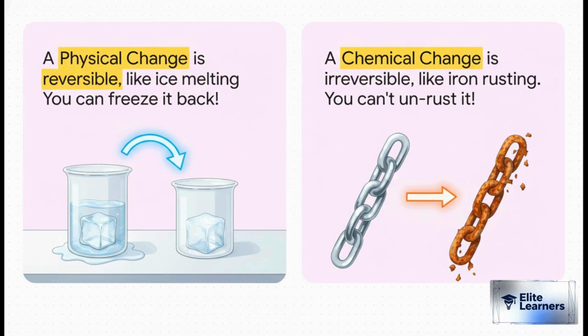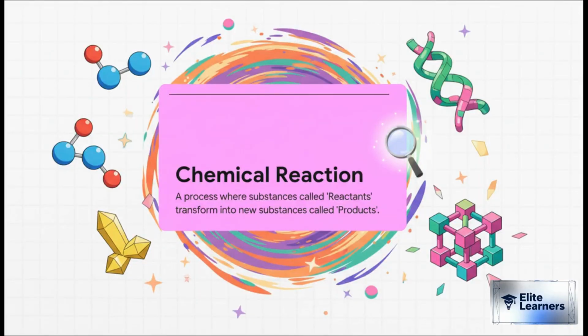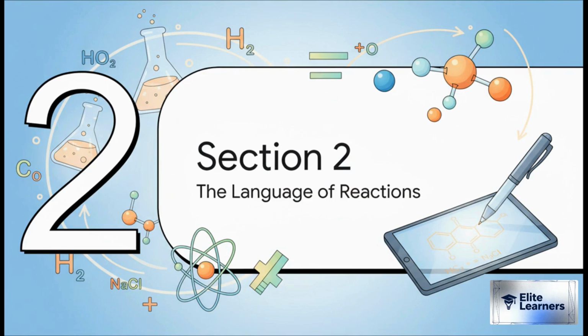But then on the right, you have a chemical change, a rusty nail. Here, the iron has actually bonded with oxygen to become a whole new substance. You can't just unrust it. That change is pretty much permanent. And that irreversible change, that's what we call a chemical reaction. It's a total transformation. You start with your ingredients, which we call reactants, and they go through a process to become something completely new. We call those the products.